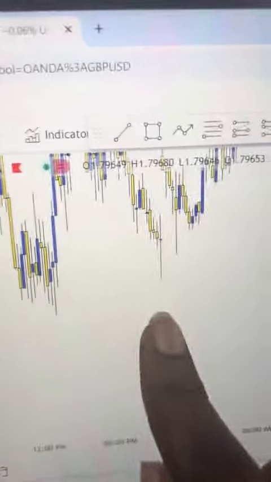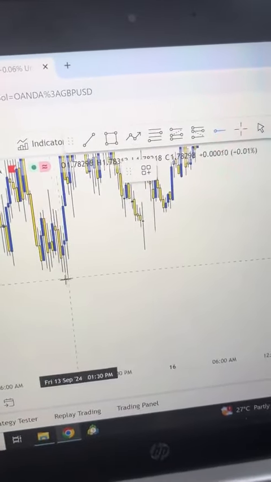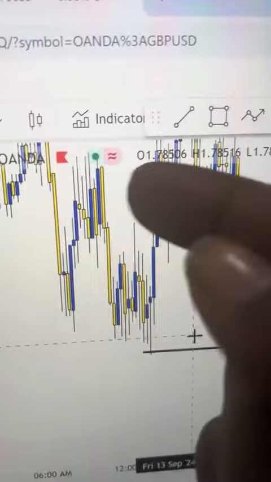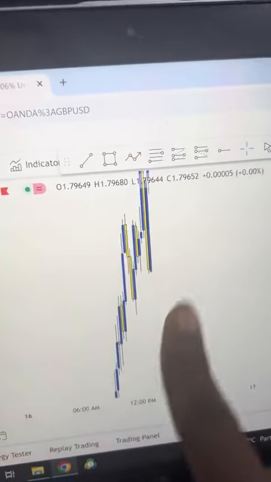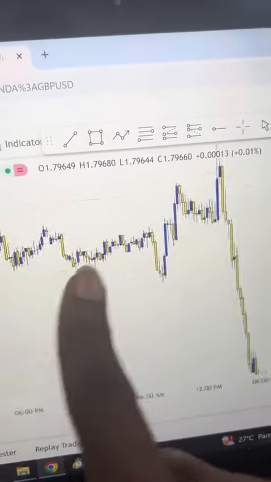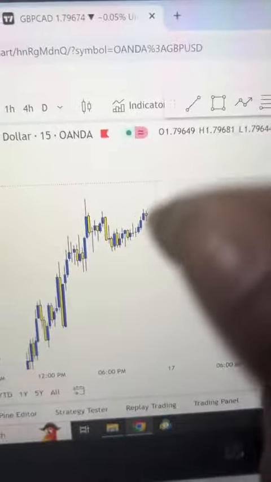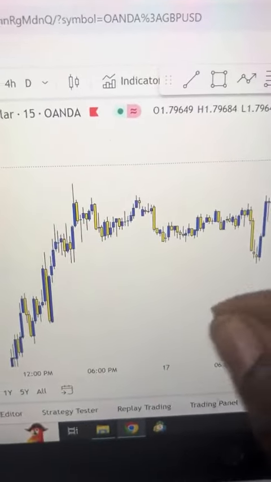Now you notice how the market respected this low. This one. Yeah, because why? We have a three candle pullback. This is your lowest low. So when you want to identify your swing highs and swing lows, or probably you are looking for ways to identify your retracement, you need to see at least three candles closing below each other.